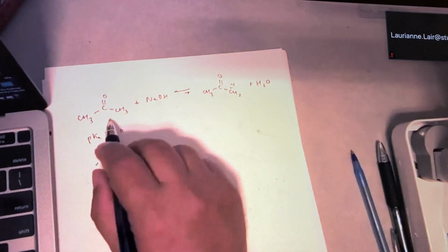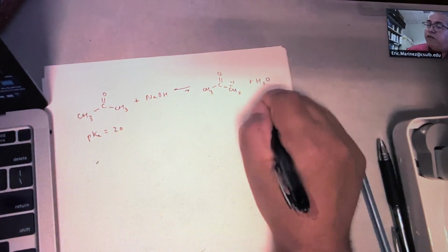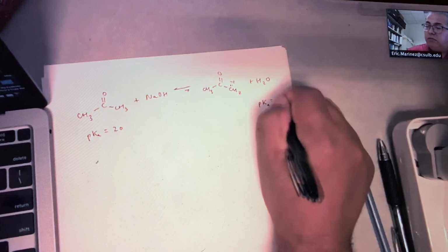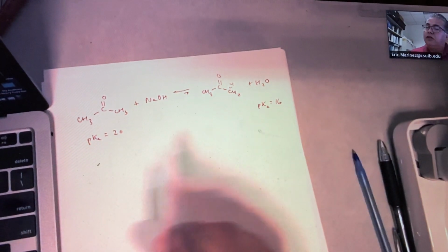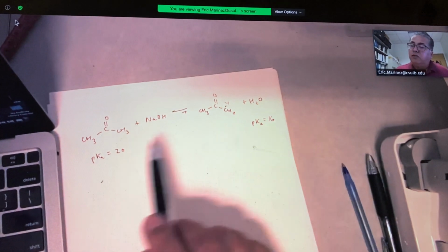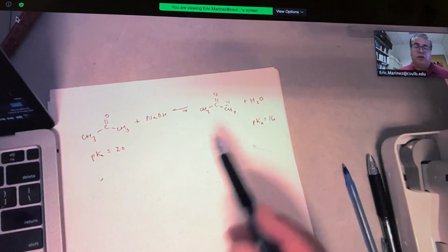Okay, thank you. The pKa value for the ketone is 20. The pKa value for water is 15.7. I'm going to say 16. So recognize, if you consider this is the stronger acid, this is a weaker acid, so the equilibrium should be shifted towards reactants, not products.